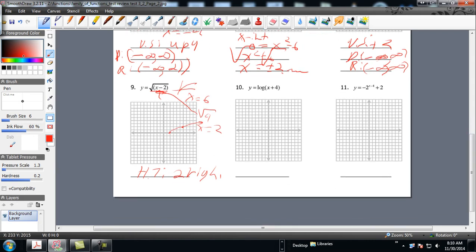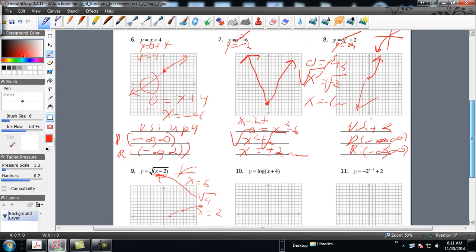Remember, domain for this guy is special. What does he start at? He starts at 2 and goes to infinity. What's the range? The range is 0 to what? Infinity. Remember, domain is left, right. Range is up, down. Lots of folks forget that.